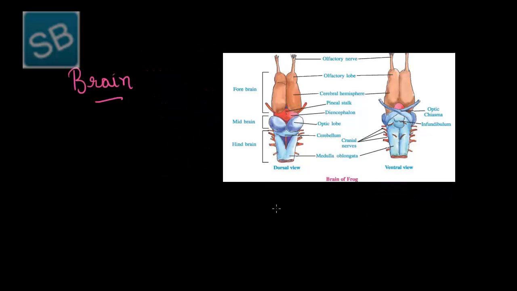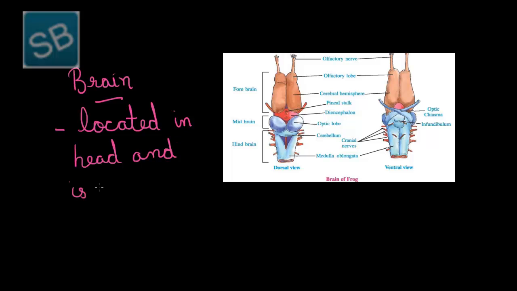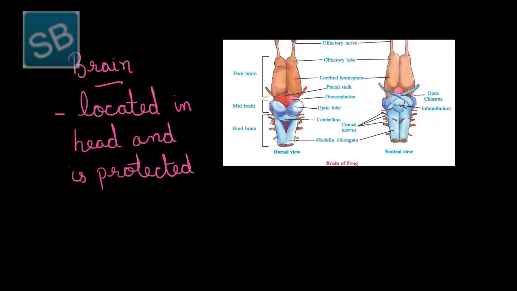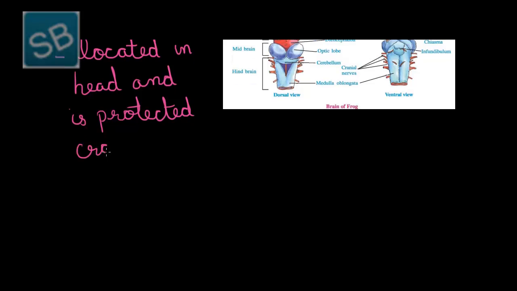Let us first of all begin with the study of brain. This figure depicts the dorsal and ventral view of the brain of frog. Brain is located in the head region and is protected within the cranium. Cranium is a hard bony-like structure within which brain occurs. That is, cranium helps in the protection of the brain.